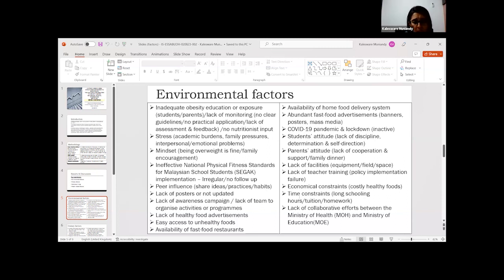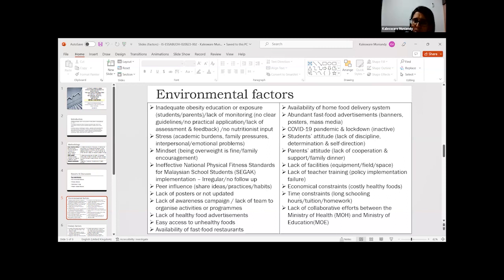There are so many convenience stores, hypermarkets and supermarkets selling frozen foods, processed food and everything, all easily accessible to the students. There are too many fast food restaurants blooming in Malaysia, some very close to residential areas and some very close to schools. These restaurants also have very good home delivery systems, and there is abundant fast food advertisement in mass media. There are many banners and posters along the street which students see and get attracted to.